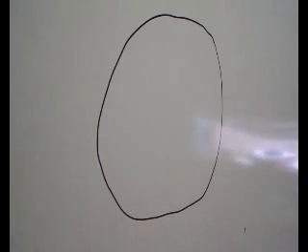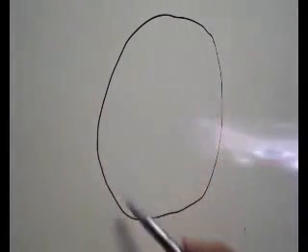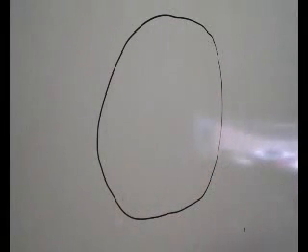Now, with the circle method, I like to use this to explain note values because you can actually see how note values fit into each other. If you look at this circle, it's not divided in any way, it's just one full circle.